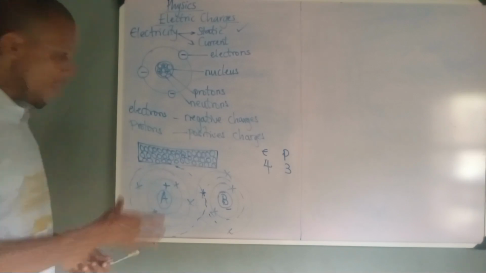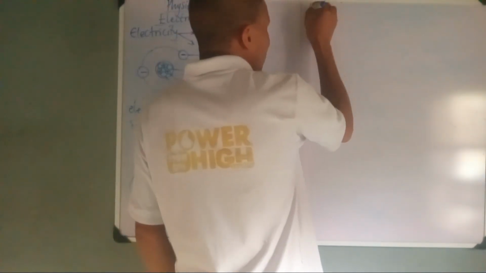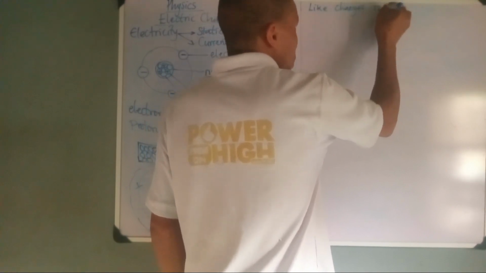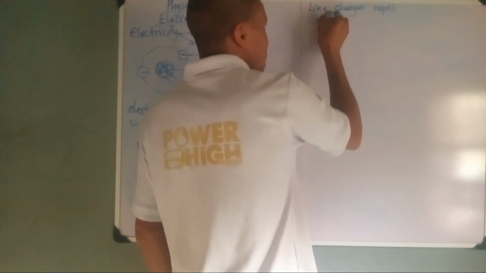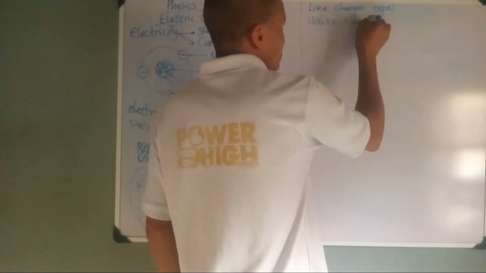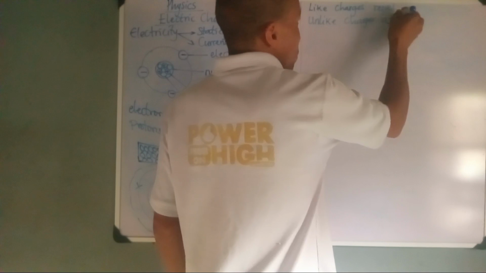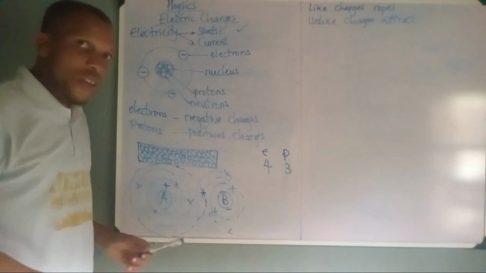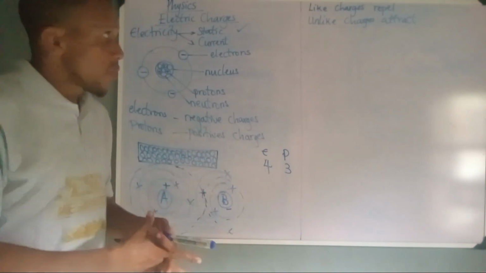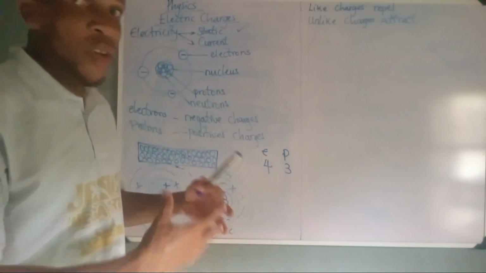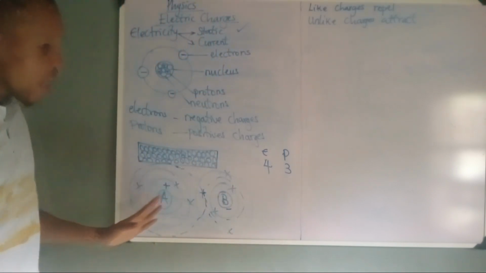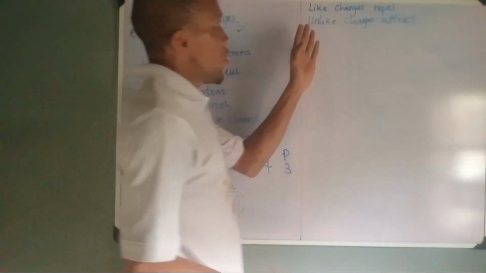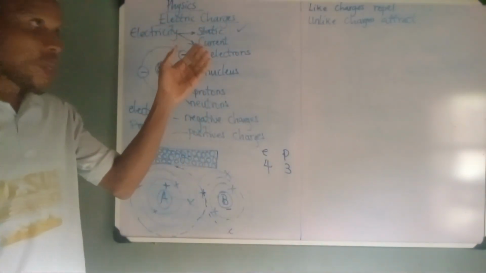And one interesting thing about charged particles is that like charges repel, but unlike charges attract. So when we talk about like charges and unlike charges, if A meets another positive charge, they will repel each other. If B meets another negative charge, they will repel each other. But if a positive charge meets a negative charge, they will attract each other. Okay? So these are the things we need to understand about what?